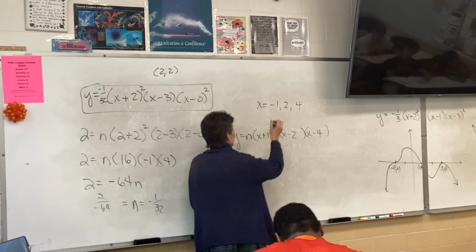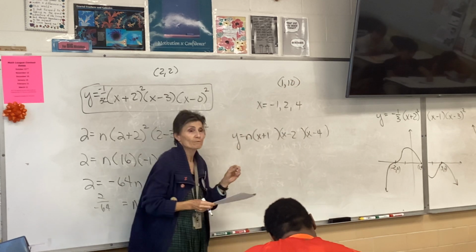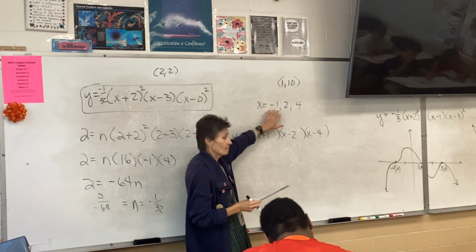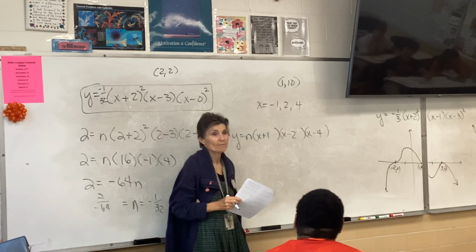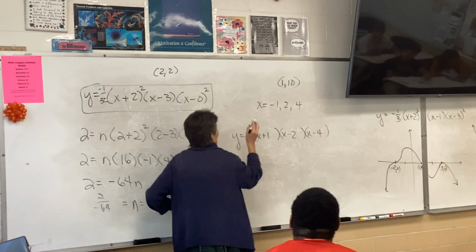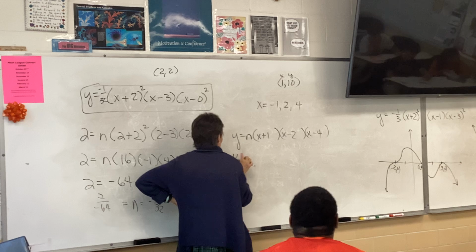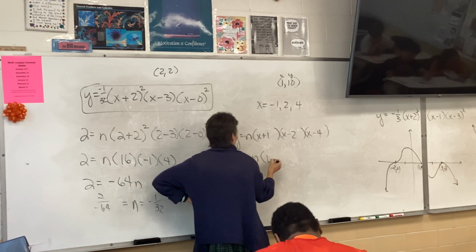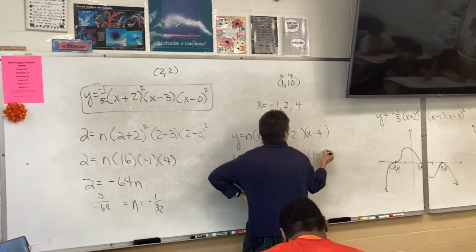And the point that I'm going to use is 1, 10. The curve contains that point. These are the dots, but as it squiggles around, it goes through that point. So here we go, x and y. So 10, 1 plus 1, 1 minus 2, and 1 minus 4.